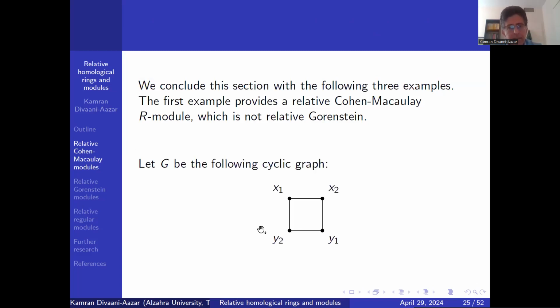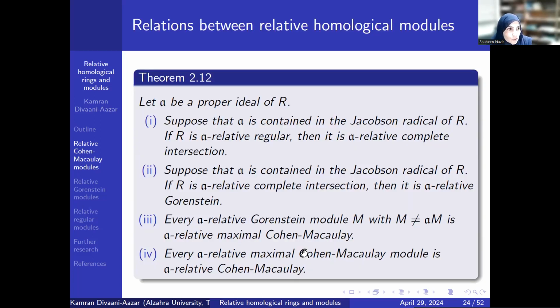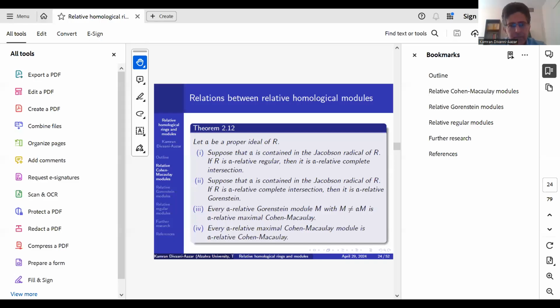I end this section with three examples. Sorry, I have one question. Could you please recall what is the difference between maximal Cohen-Macaulay, Cohen-Macaulay, and the relative maximal Cohen-Macaulay and relative Cohen-Macaulay? Sure. Let me take just one minute.